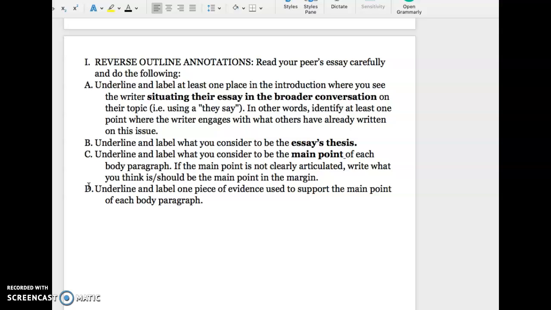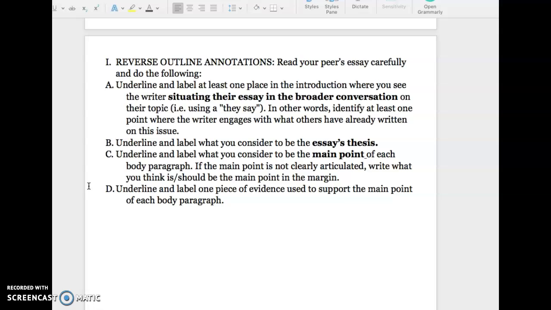And then as you read the body paragraphs, underline and label what you consider to be the main point of each body paragraph. So think back on that paragraphing handout you all read the week before last, and the discussion we had in class about how to structure a paragraph. Find the main point of each paragraph.